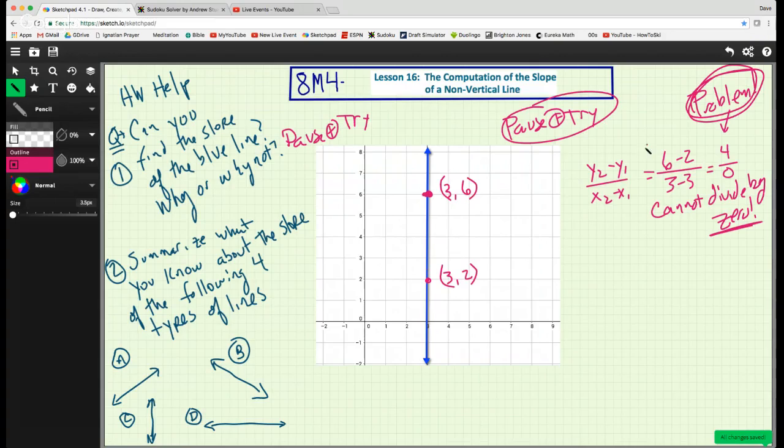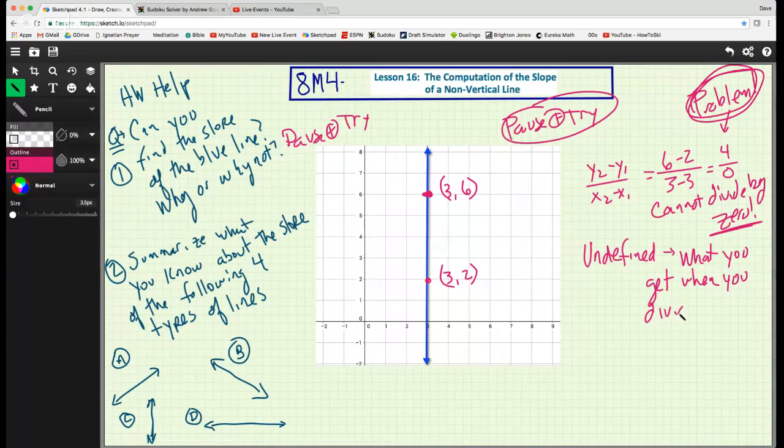So a vertical line, and you'll notice it doesn't matter where this line is. If this line was over here, or over here, or over here, any vertical line will have this problem where you divide by 0. And a number divided by 0, we call that undefined. That's the value you get when you divide by 0. That's not a number, it's undefined.